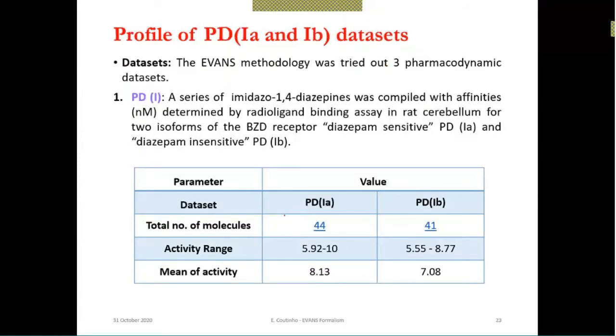So here is a little bit about the data sets. Our first data set, as I told you, was the imidazole-1,4-diazepines, which was tested on two isoforms of the benzodiazepine receptor. The two isoforms are the diazepam-sensitive one, which we labeled as the PD1A data set, and the diazepam-insensitive one, which we labeled as the PD1B data set. Here are the number of molecules in the data sets, the activity range, and the mean of the activity. These are some of the characteristics of the molecules in the PD1A and PD1B data sets.